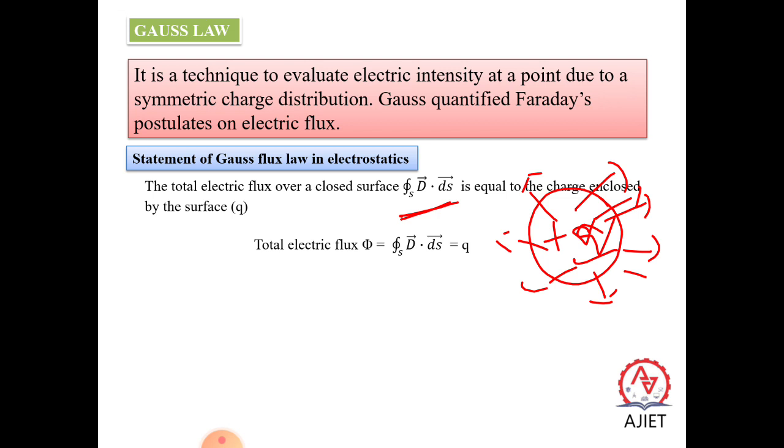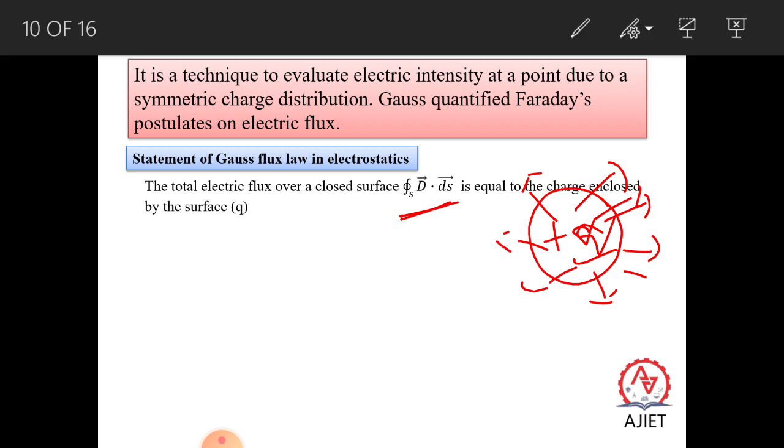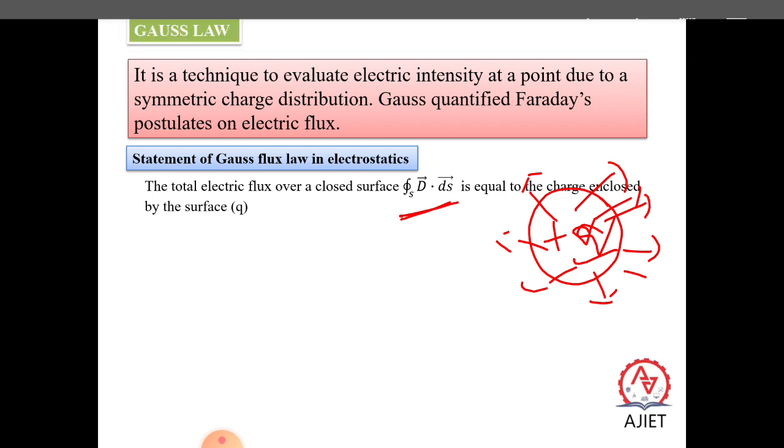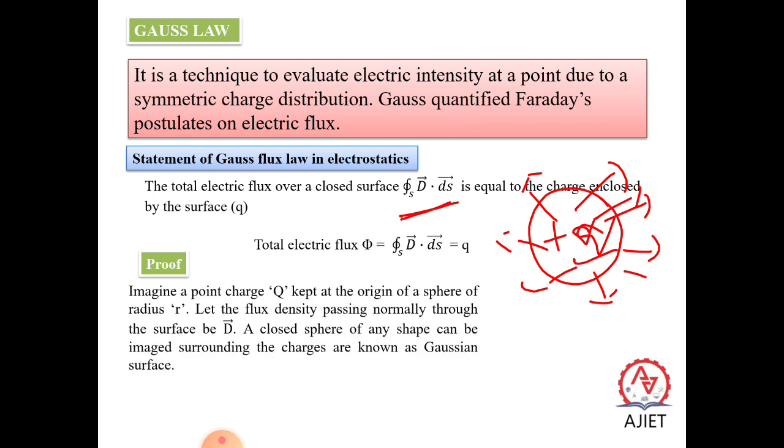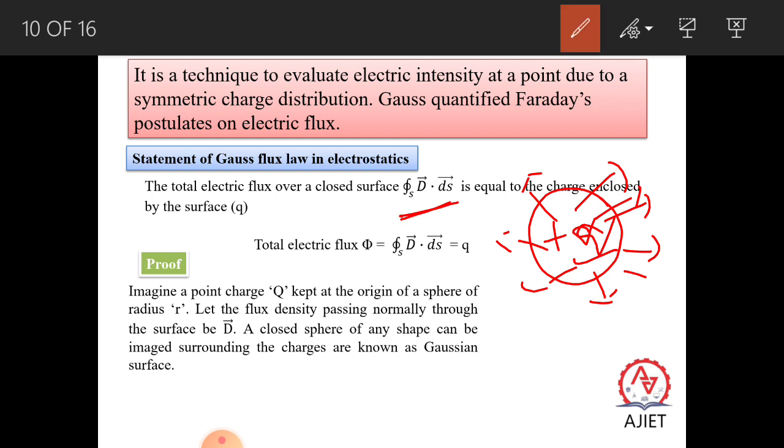So the total electric flux is given by the closed integral of D dot dS, which is equal to the charge q. So let us prove this. Now imagine a point charge q kept at the origin of a sphere. Let us take a point charge q, which is kept at the origin O.